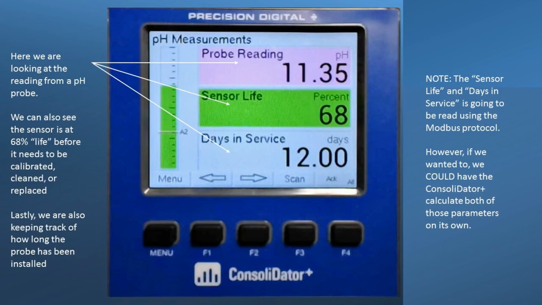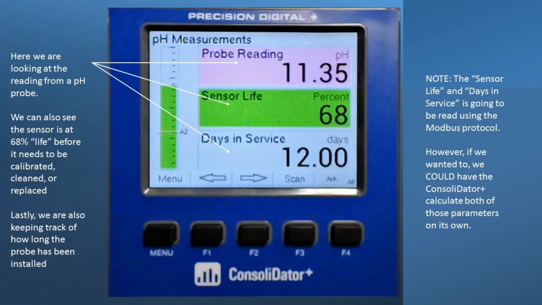Alrighty, moving on from science, we're going to take a look at pH measurements with the ConsoliDator Plus. Now, the first thing I want to point out is when folks use this product specifically for pH, they're usually using Modbus and not the direct outputs from the pH probe. And same thing with other analytical equipment. There have been some other analytical applications where the sensor gets plugged directly into the unit, but Modbus tends to be what folks have used in the past.